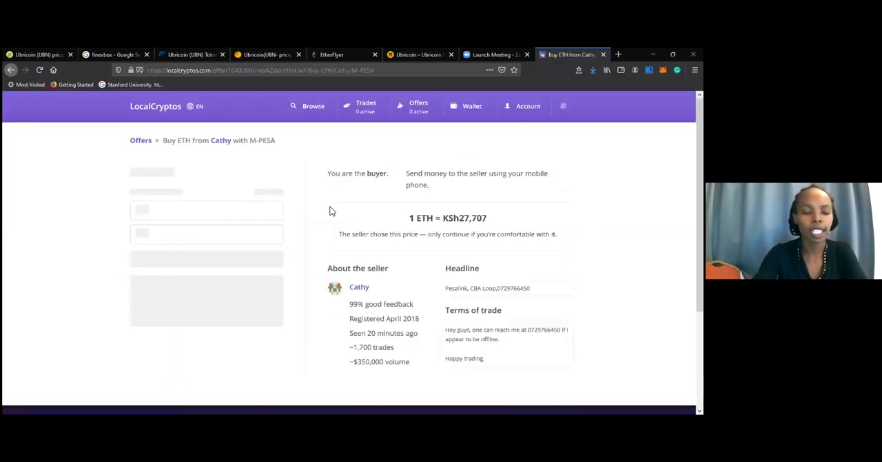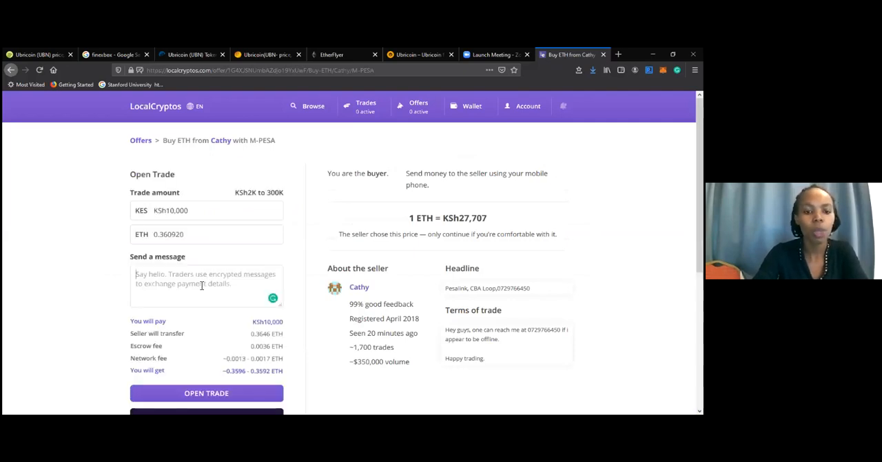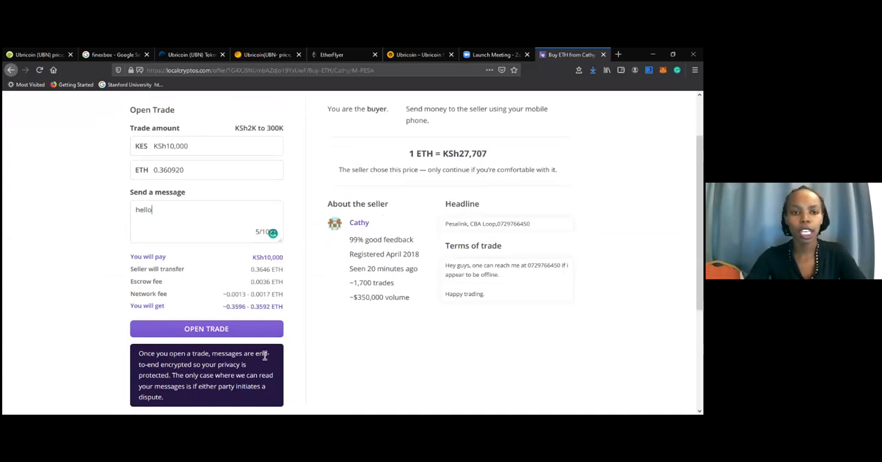Then you indicate it there, and then you can start your trade with a message. You can say hello, and then from there you just click on open trade. Maybe something that I want to mention here, LocalCryptos works with what we call escrow.